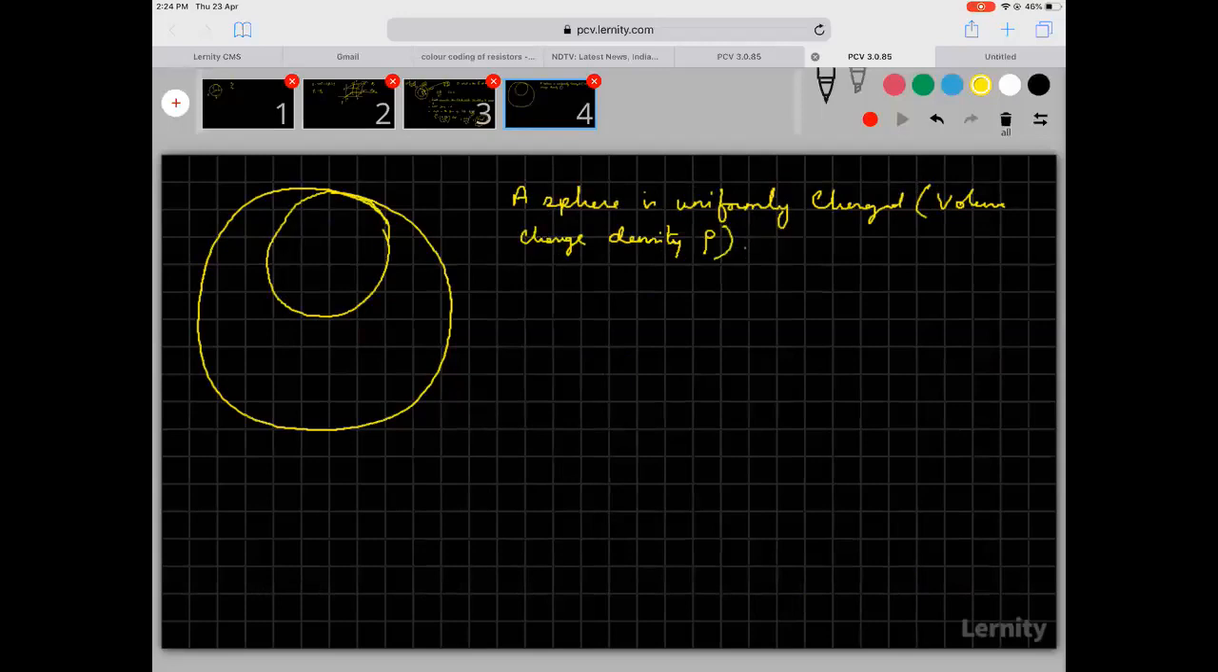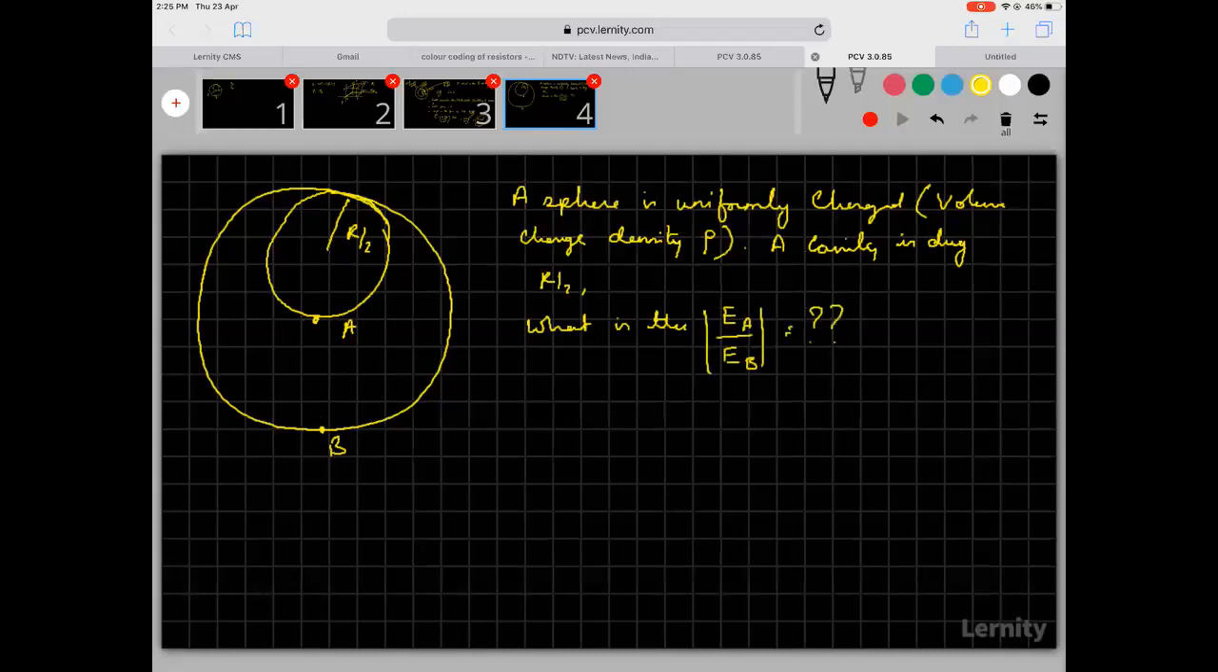Now, suppose there are 2 points. A sphere is uniformly charged. A cavity is dug. The radius is, let's call this R by 2. The question is, suppose you identify a point here A and you identify a point here B. What is the electric field at A divided by the electric field at B? So this is the question.